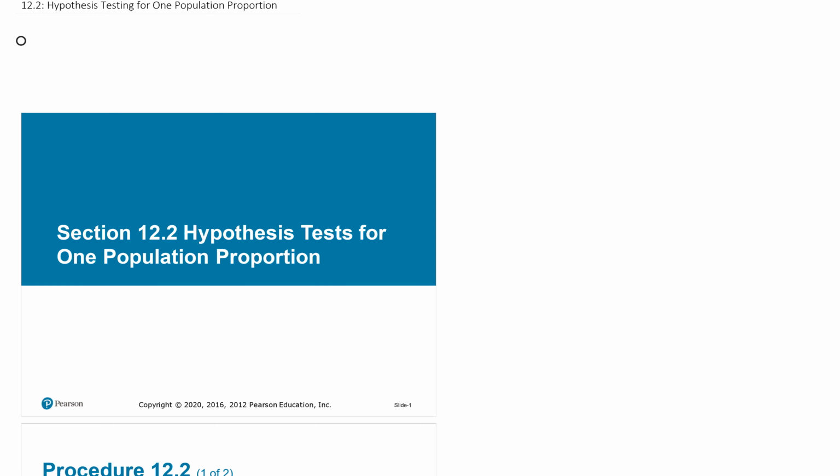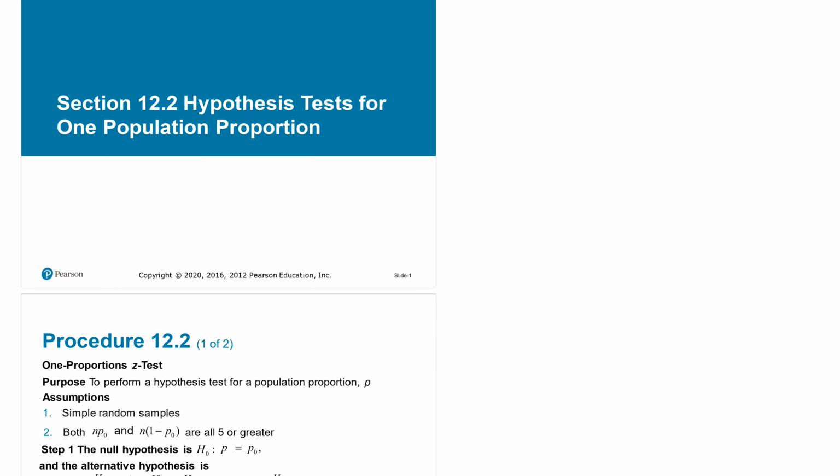Section 12.2. Now we're doing hypothesis testing for one population proportion. Before, we did one population mean; here it is population proportion. So basically we need to run some testing. This is called the one proportion z-test, because we use the z-table and the z-test to run it. And to perform this, the first thing is it has to be simple random sampling.